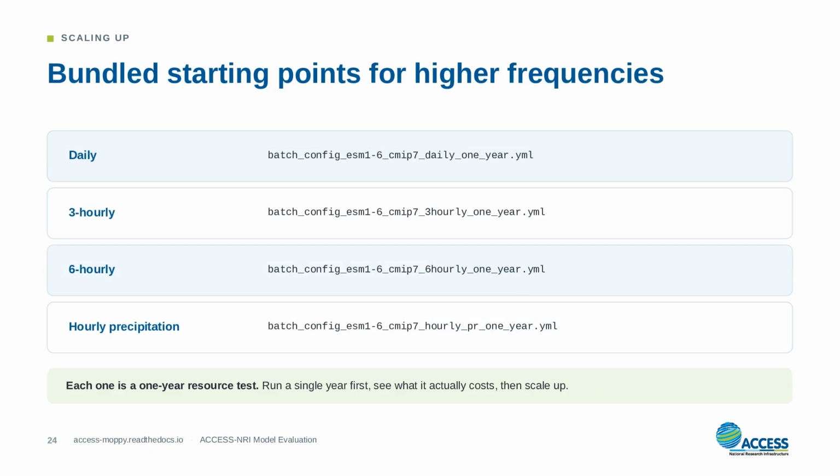There are bundled starting points for the higher frequencies too. Daily, 3-hourly, 6-hourly and hourly precipitation, each set up as a 1-year resource test. Run the one you need for a single year first, see what it actually costs and then scale up.